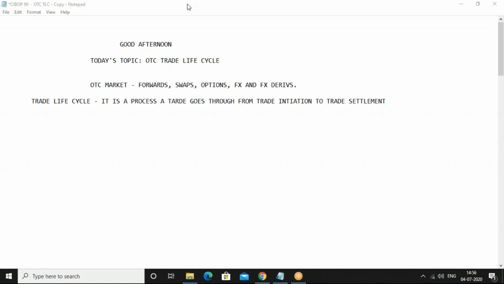Last week we talked largely about exchanges and what happens, and most of you are aware of what happens on a stock exchange. But today we'll focus on the OTC derivative market specifically. When you look at the OTC trade life cycle, basically what we're looking at is, for example, a forward contract. What happens to a forward contract from trade initiation to trade settlement? That's what we're going to look at.